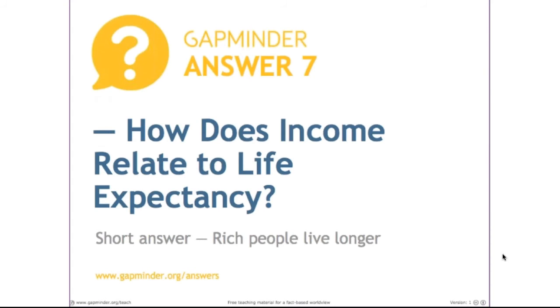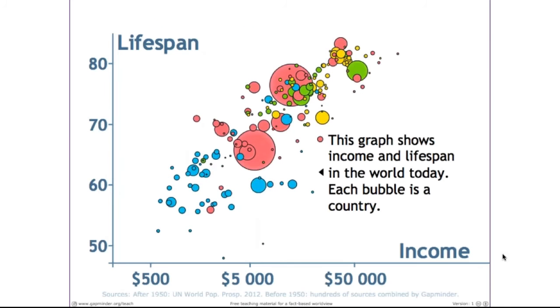And so this is from a story that Hans Rosling is telling about how does income relate to life expectancy? Short answer, rich people live longer. So that is what we mean by telling the story. There is a very clear story. There are some other nuances within it, though.